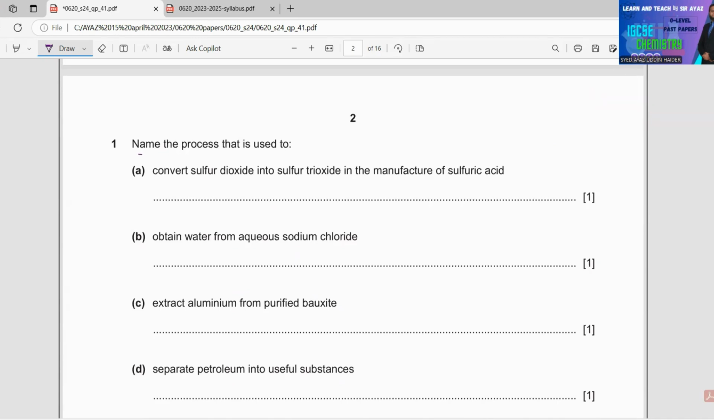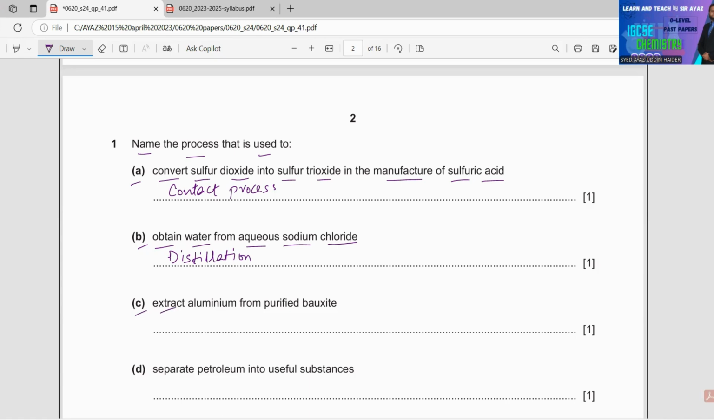Number 1. Name the process that is used to A. Convert sulfur dioxide into sulfur trioxide in the manufacture of sulfuric acid. This is something which you have to learn by heart. It's the contact process. So write contact process. Part B. Obtain water from aqueous sodium chloride. Simply you will go for distillation. Distillation is a process in which you will get the liquid from the solution mixture.